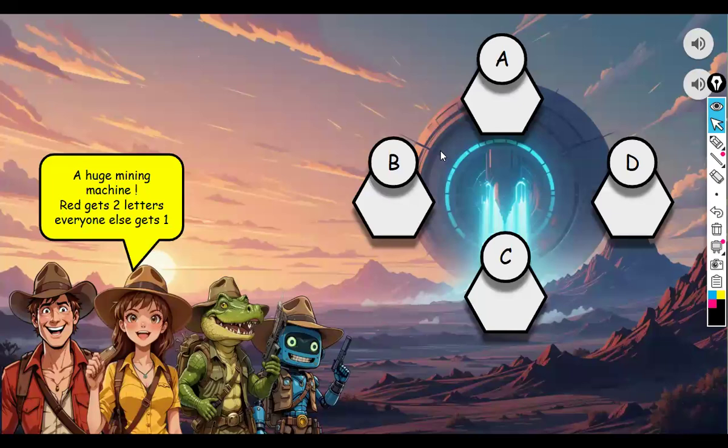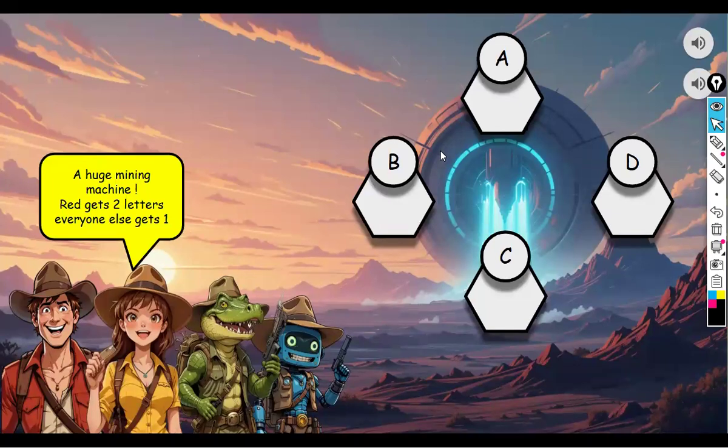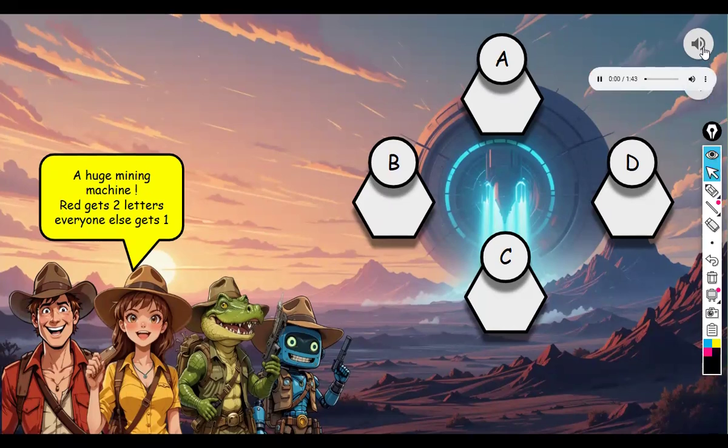Go ahead, guys. There's a huge mining machine on the planet there. Red gets 2 letters. So the red team, choose any 2 letters. Everyone else, sorry, only get one letter. All right. So let's get this out of the way. I want everyone to get a gem. I hate to see some people with 0 gems. Right?